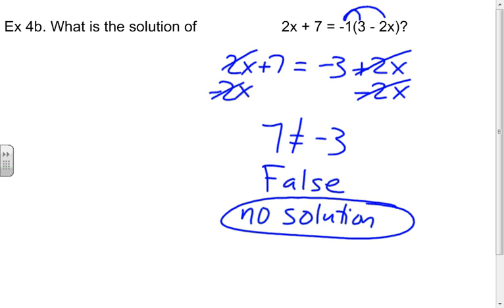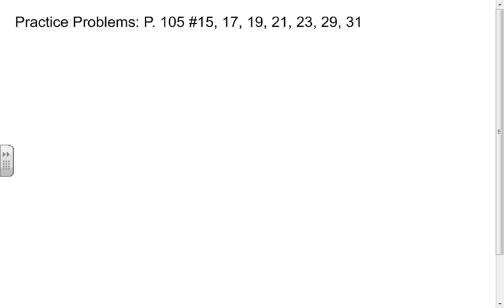So when I have an equation like this, there's three possibilities. I can get a normal answer, like x equals 7 or a equals 3. Okay, that's a normal answer. I can get identity. I can get no solution. Those are the three possibilities. Practice problems for this section. There's only 7 of them.